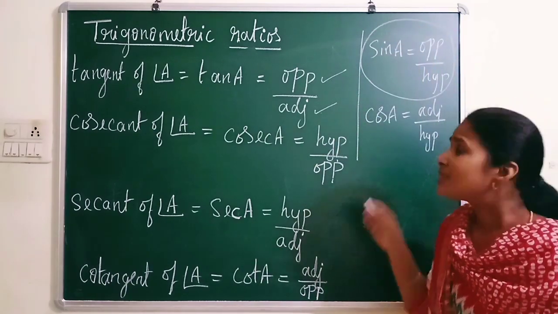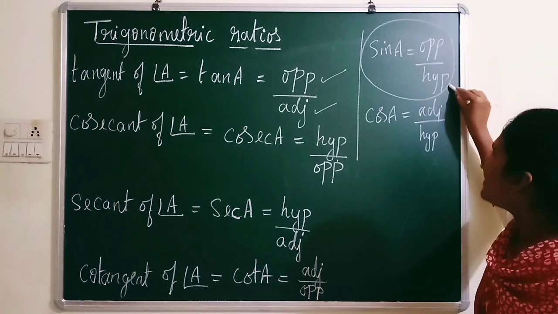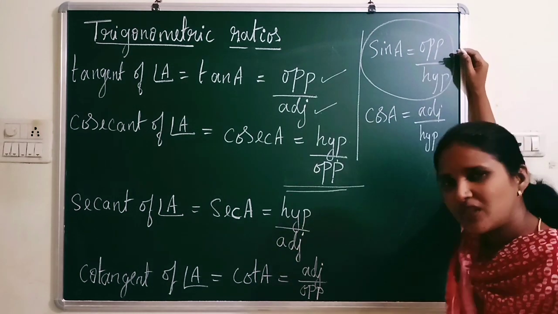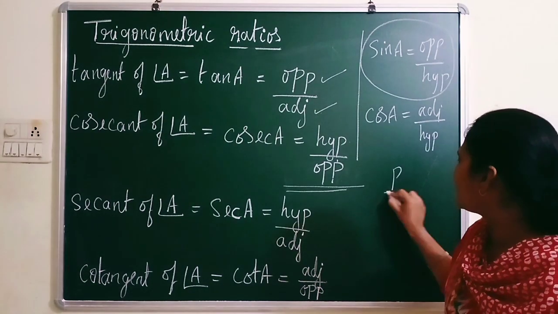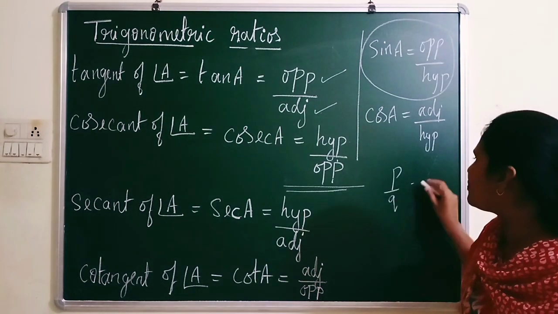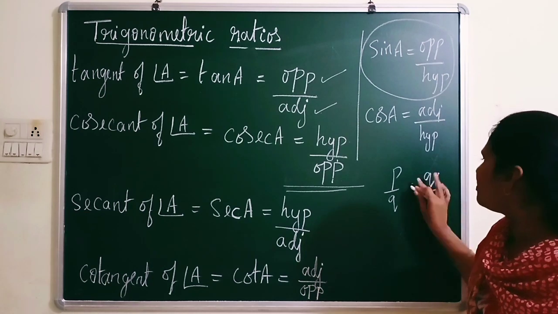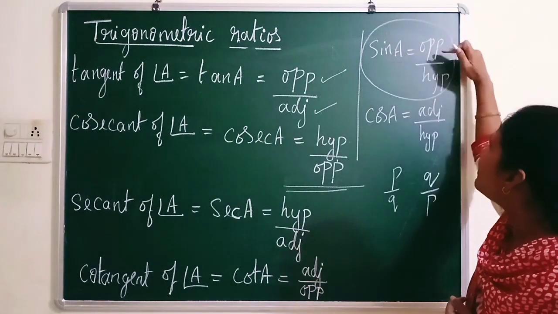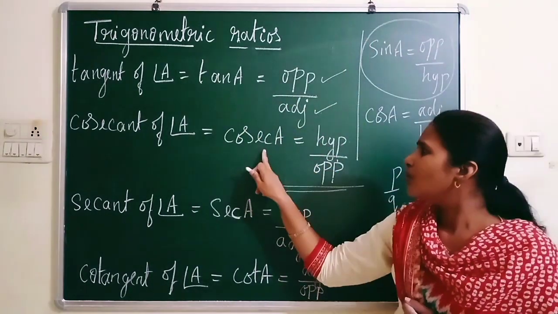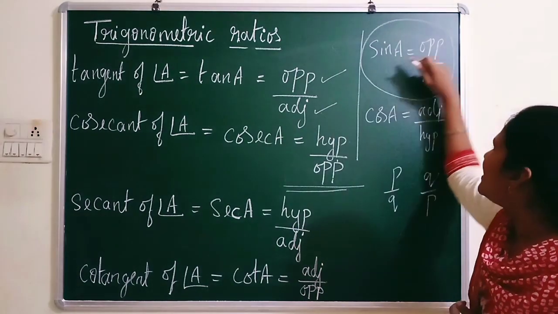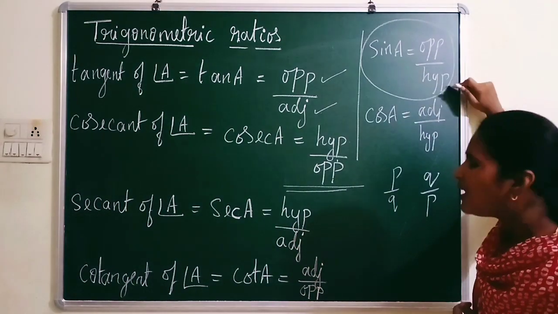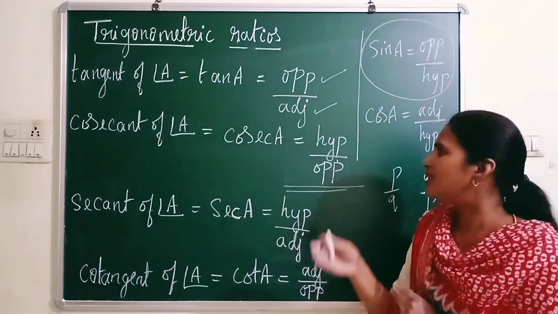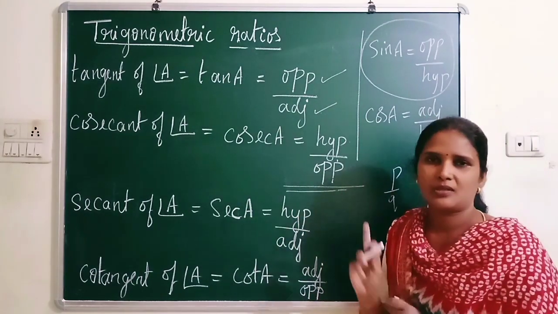Observe sine. Sine A can be written as opposite by hypotenuse. So when you observe, you can see reverse of this. What is reverse? Reciprocal. What is the reciprocal of P by Q? Q by P. So when we get reverse, that is nothing but reciprocal. So when you reverse sine A, we get cosec A. That is, sine A is opposite by hypotenuse, so cosec A is the reverse of sine, that is hypotenuse by opposite.